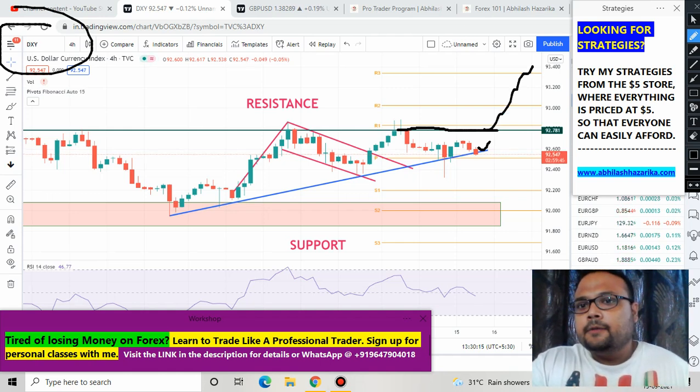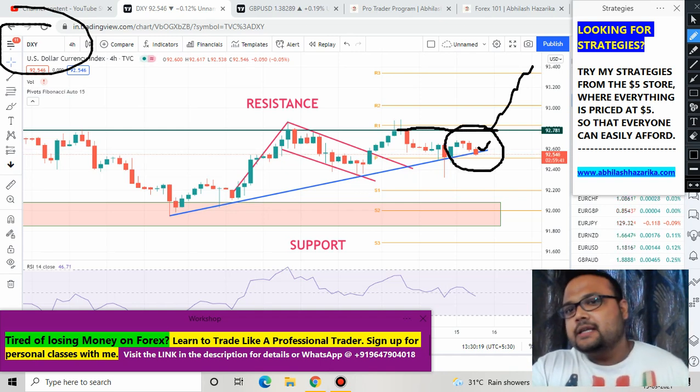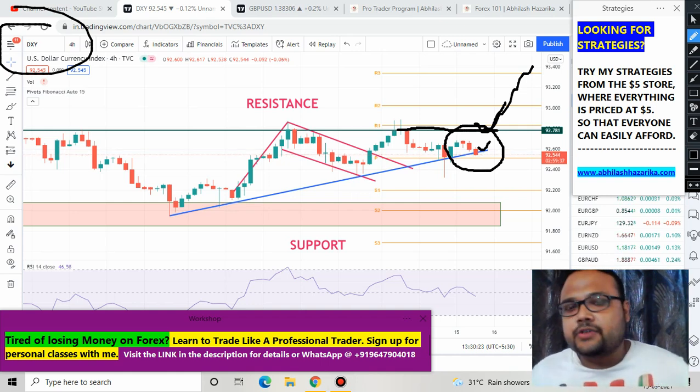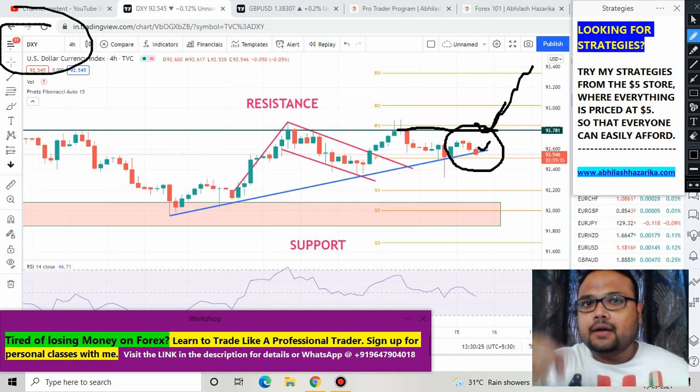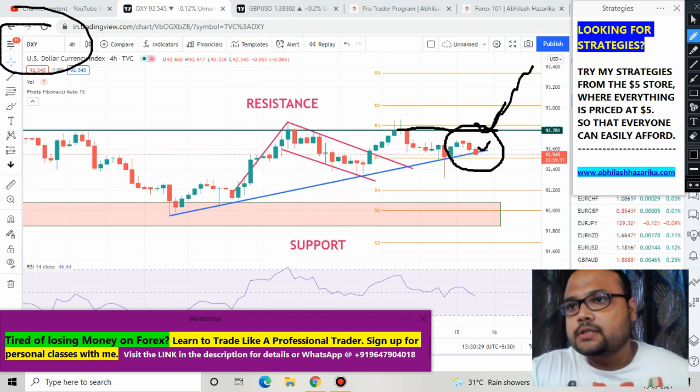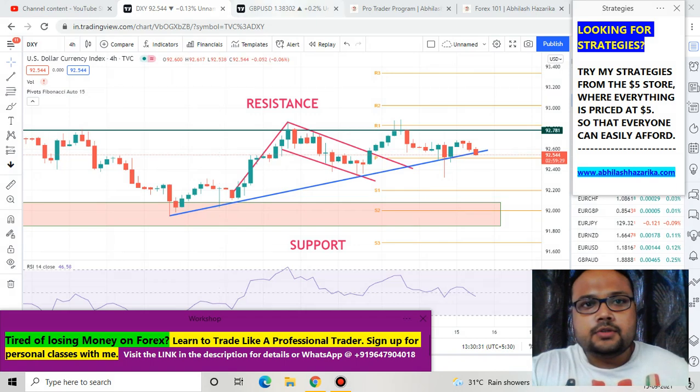As of now, you just focus on this particular portion of the chart. In case there is a breakout here, I'll be discussing again tomorrow what should be our next strategy. But as of now, just keep your eyes on the chart of DXY. That's my only request. So this is it.